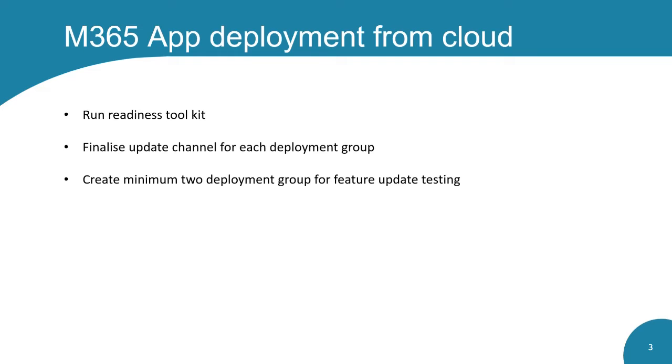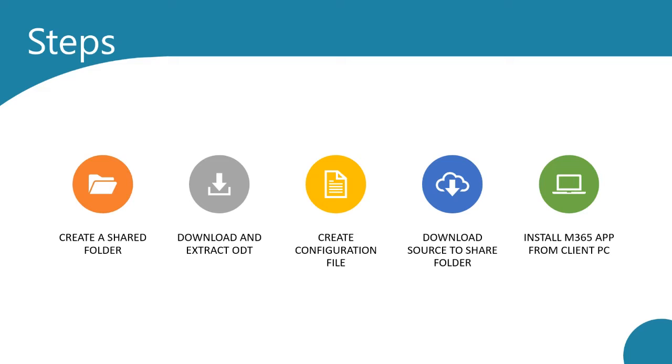That includes running the Readiness Toolkit for M365 deployment, where you can find out whether the Office files are compatible with M365 apps. Then it is highly recommended to create two deployment groups, so that the first one can test the new features with a small group and then apply it organization-wide. Deploy M365 apps from the cloud or the local source.